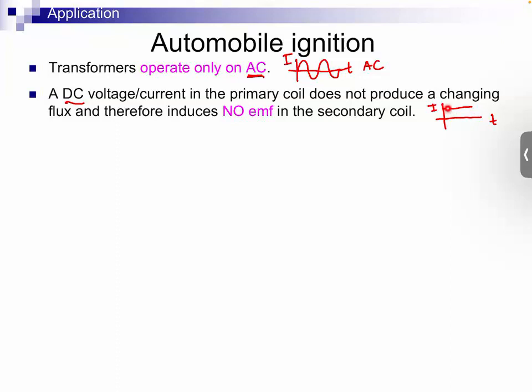So if your current is constant throughout time, the magnitude is not changing, and the magnetic field it generates will also have a constant magnitude all throughout. And that's why a direct current voltage or DC current will not generate an induced current in the secondary coil. But direct current voltages are useful for automobile ignition.